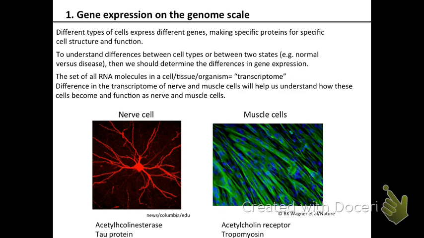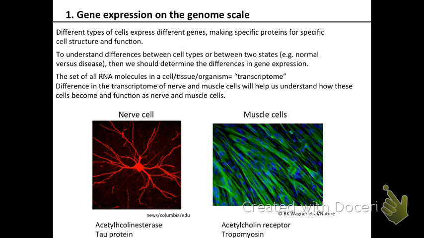So we talked about genomics. That's the study of the sequence, structure, evolution, and function of genomes. Now we're going to add another omics, which is transcriptomics. The transcriptome is basically the set of all the RNA molecules in a cell or a tissue or organism. And the transcriptome of a nerve cell versus a muscle cell will help us understand how these two cells' structure and function are different, right?